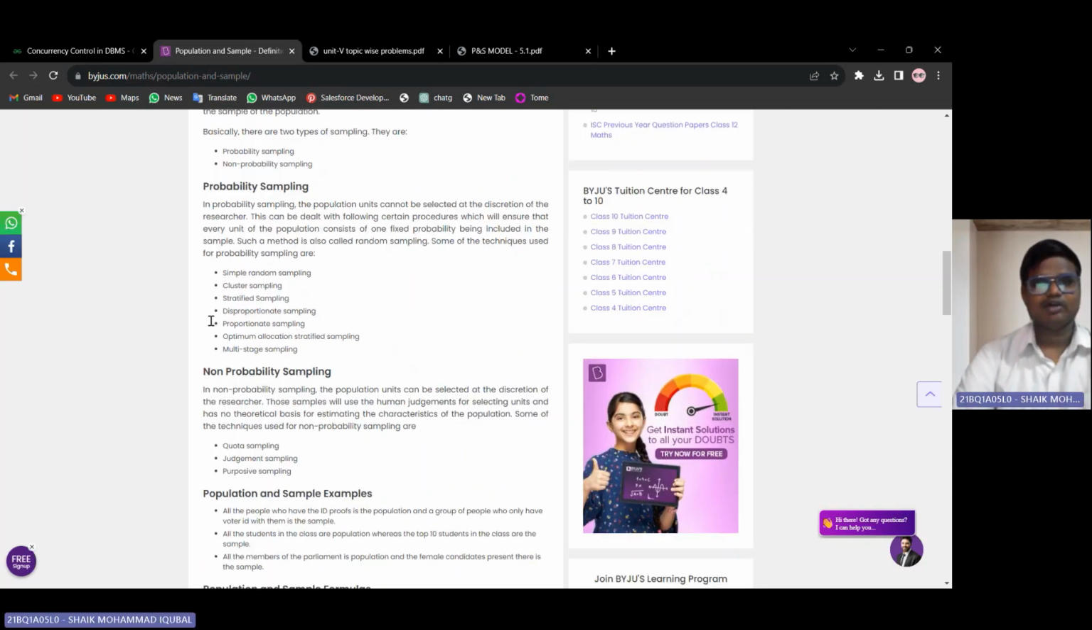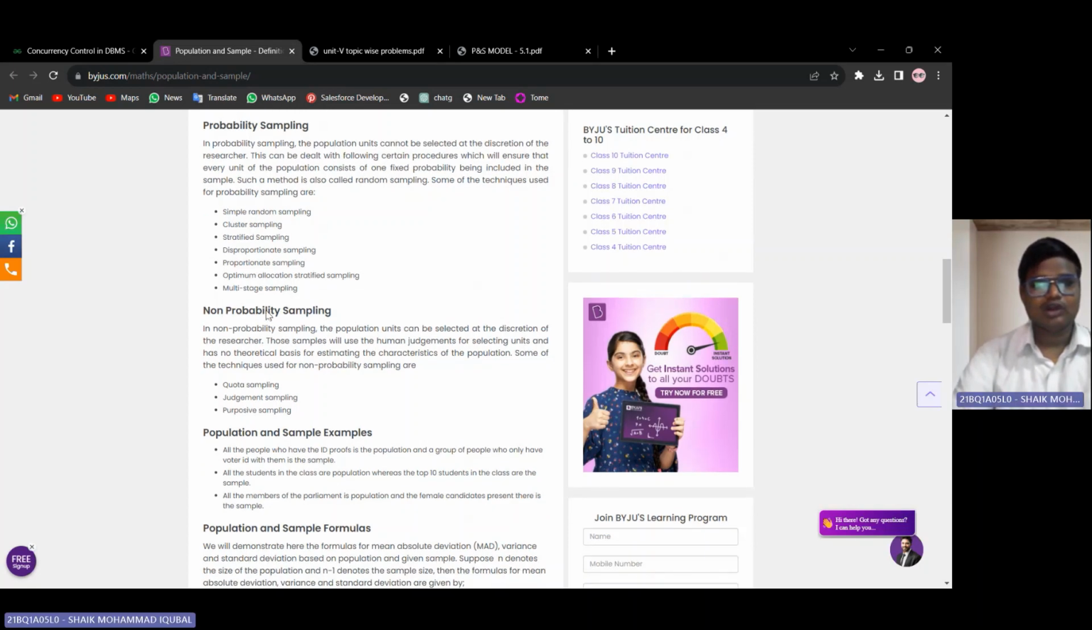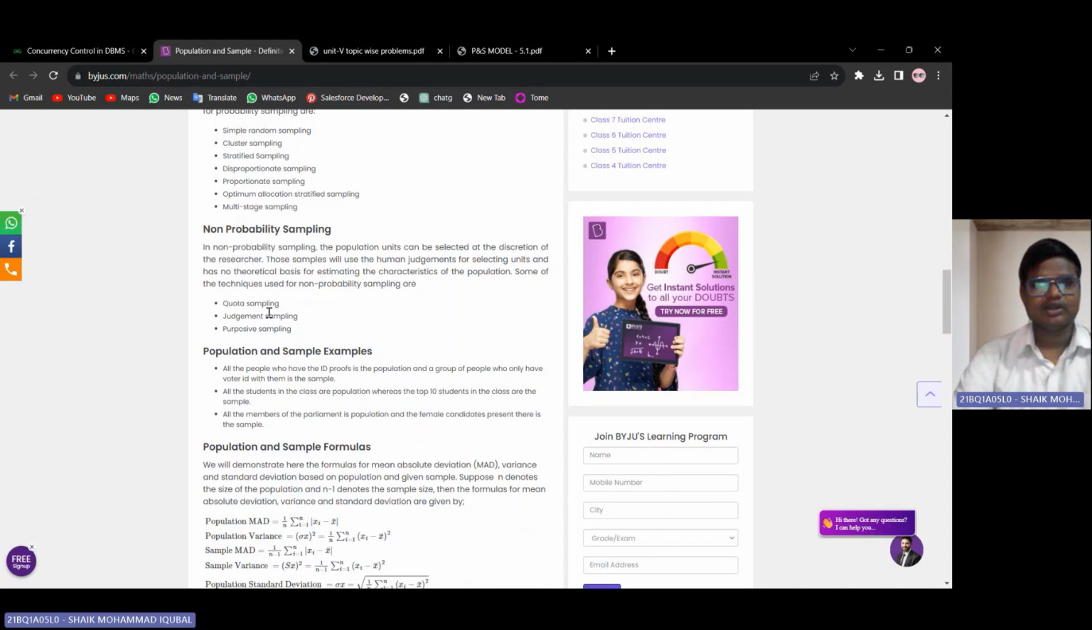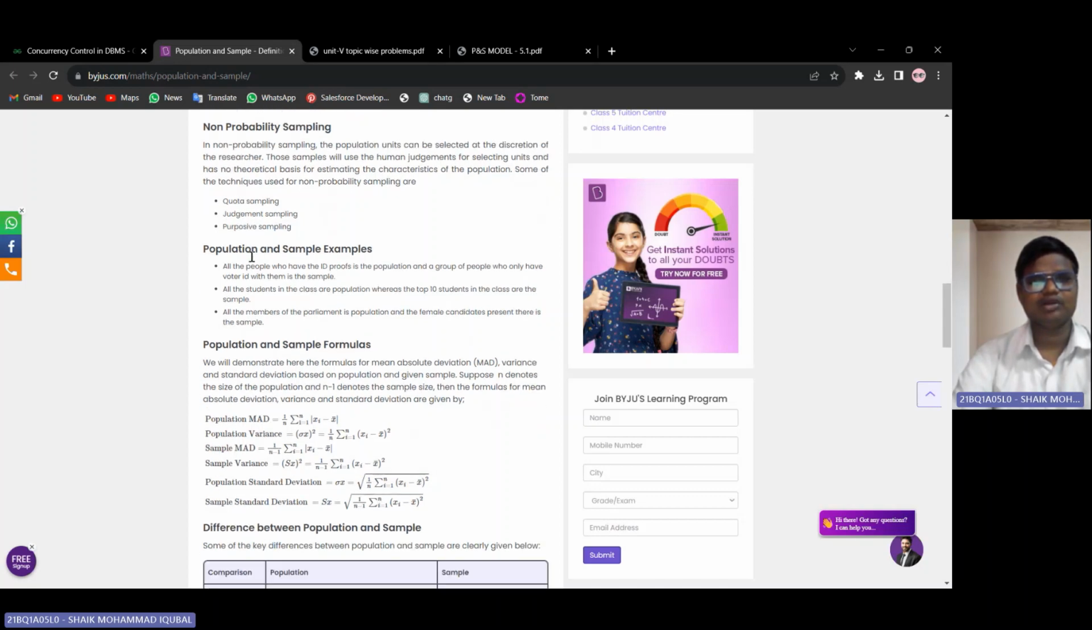Non-probability sampling. In non-probability sampling, the population units can be selected at the discretion of the researcher. Those samples use human judgment for selecting units and have no theoretical basis for estimating the characteristics of the population. Some of the techniques used for non-probability sampling are quota sampling, judgment sampling, and purposive sampling. Population and sampling examples. All the people who have ID proofs are the population, and a group of people who only have a voter ID with them is the sample. All the students in the class are the population, whereas the top 10 students in the class are the sample. All the members of parliament are the population. The female candidates present there are the sample.